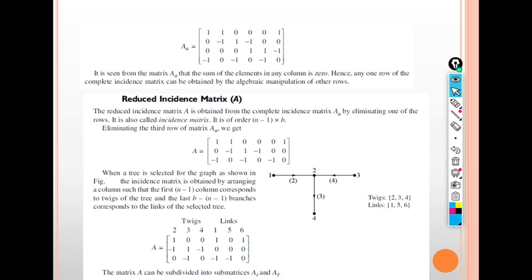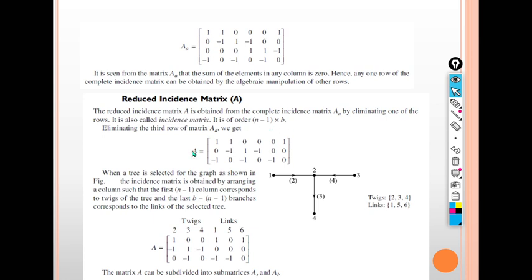So, the order of this reduced incidence matrix is now (n minus 1) times b, where b is the total number of branches and n is the total number of nodes. Here, the number of nodes n is 4 and the number of branches b is 6. So, 4 minus 1 is 3, and the branches are 6, so 3 by 6.